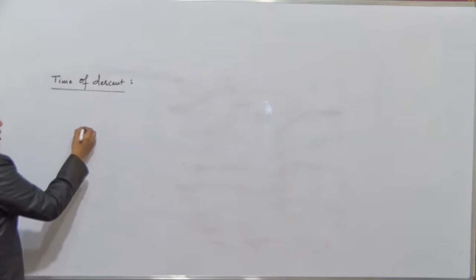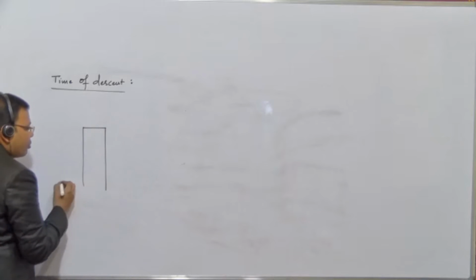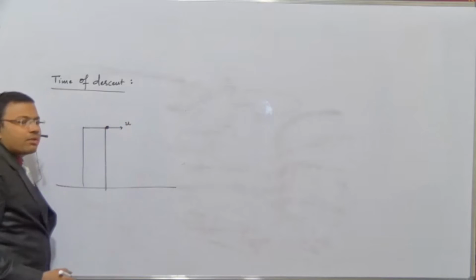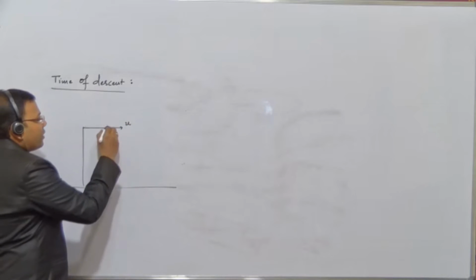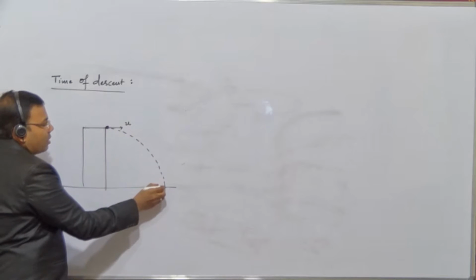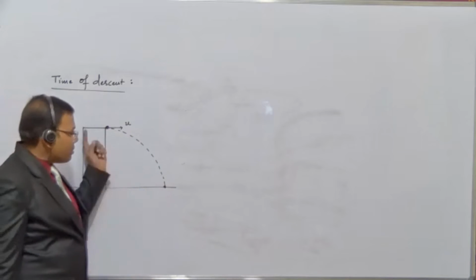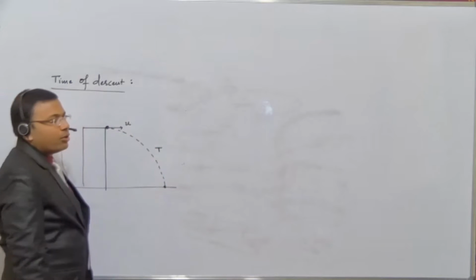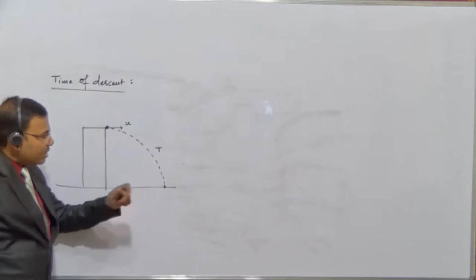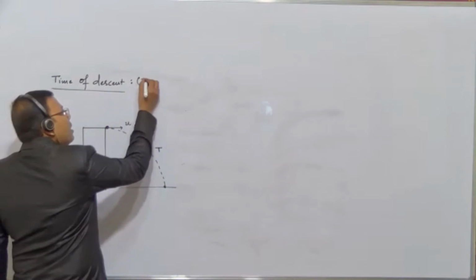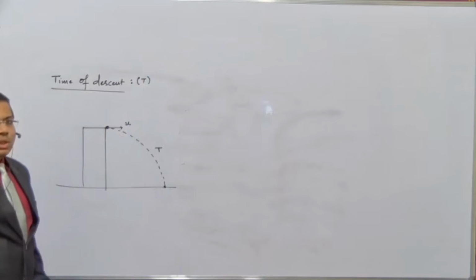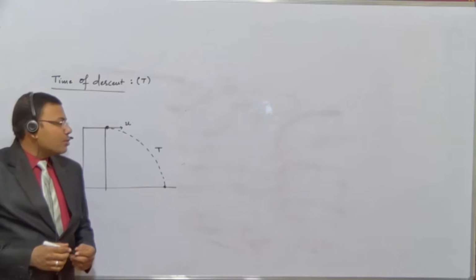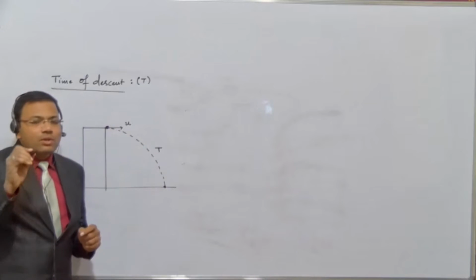See students, what is this time of descent in case of horizontal projectile motion? Suppose we throw an object with an initial velocity u, then because of gravity it is going to come down, and it takes some time to reach the ground. That time we call the time of descent, and we denote it by t. For this situation, this time is also called the time of flight, because there is no time of ascent here. So this time of descent itself is called the time of flight.